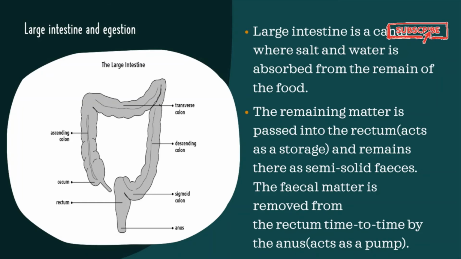So the rectum acts as a storage for feces, and of course you know what feces is. It's not a thing that can be explained by words, so it is represented by a picture. But what to tell, guys, just google it. Feces is semi-solid and remains semi-solid. Now you can guess what exactly that semi-solid thing is. The fecal matter is removed from the rectum from time to time through the anus. The anus acts like a pump, and you can google feces if you still don't understand. It's not a thing that can be explained, guys. So let's get into the next slide.